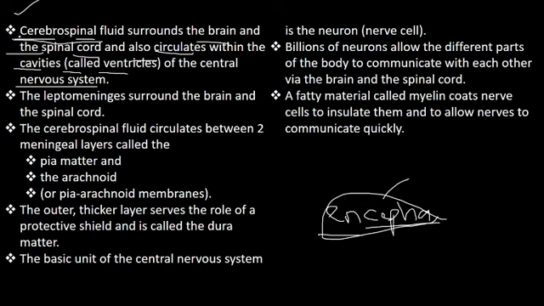So, the cerebrospinal fluid is the fluid that flows in the ventricles, the cavity. It flows around the brain and the spinal cord, and it is the one that gives us cushion effect and protects us from shock.